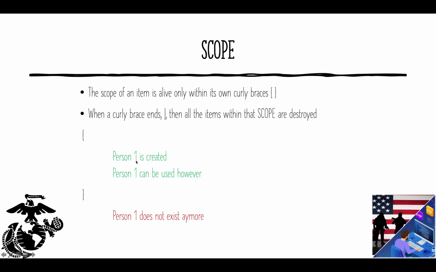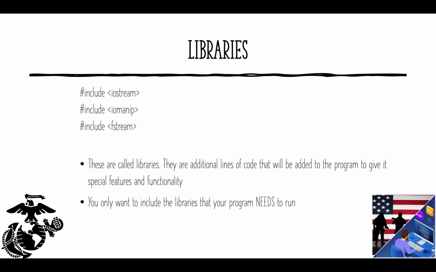So person 1 is created here. Person 1 can be used very easily within this scope. Then the moment that we close this curly brace, we no longer have access to the object that we created, or anything within that scope that we previously had. This will make a lot of sense when we get into programming. It's very easy to understand. So if it's confusing right now, when we get into the coding portion at the end of the video, it'll be very easy. Next is called a library.